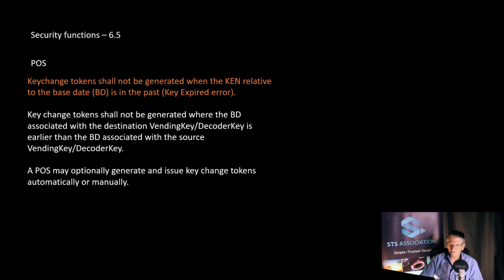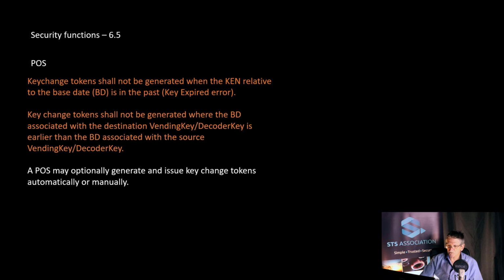In the point of sale, key change tokens shall not be generated when the key expiry number relative to the base date is in the past, and you should get a key expired error. So if the key has expired, if you know the key has expired for that supply group code, you cannot generate any key change tokens if it's expired.